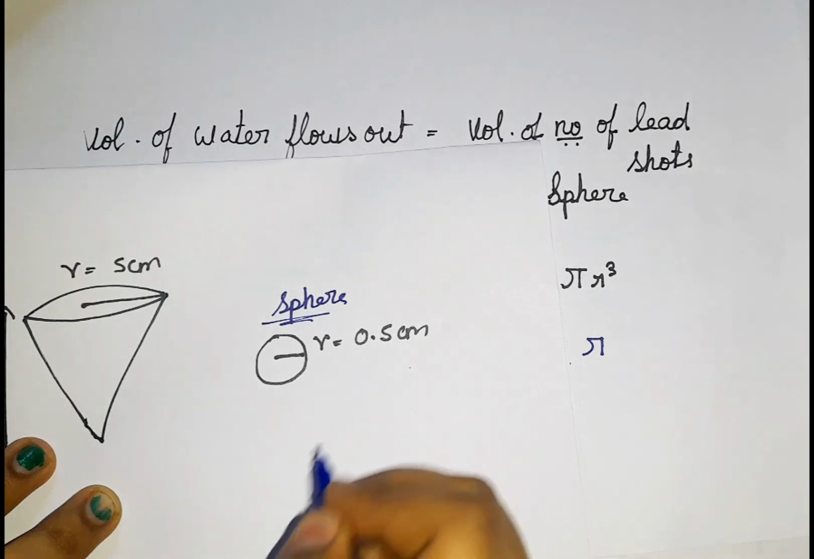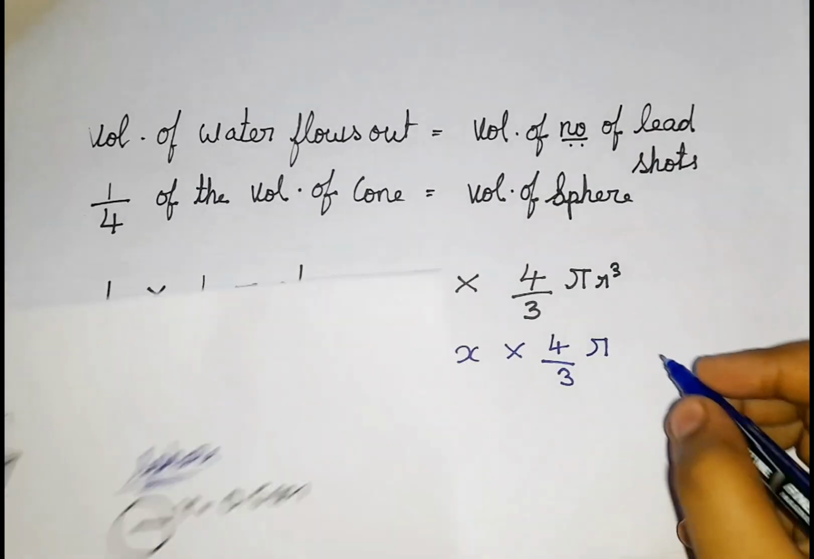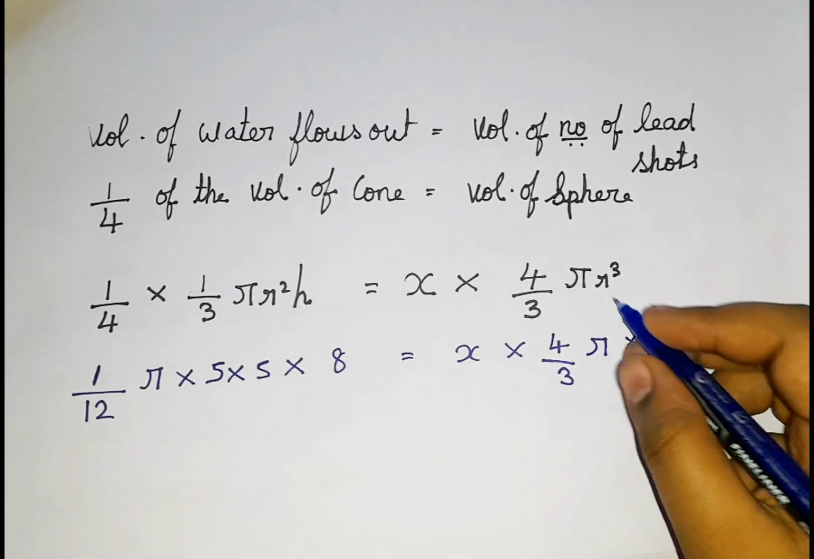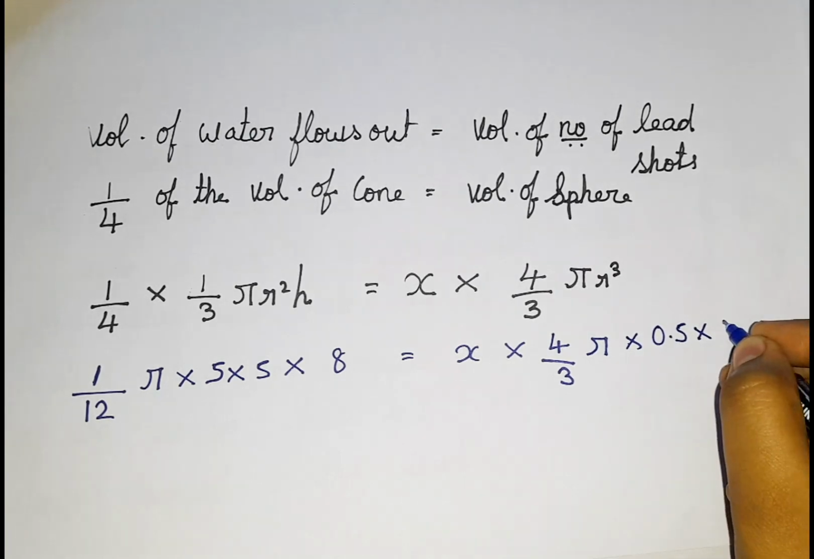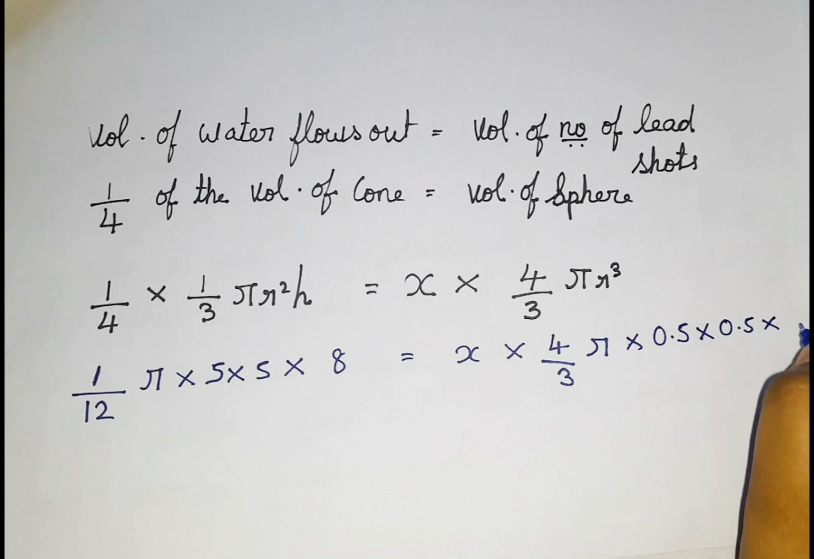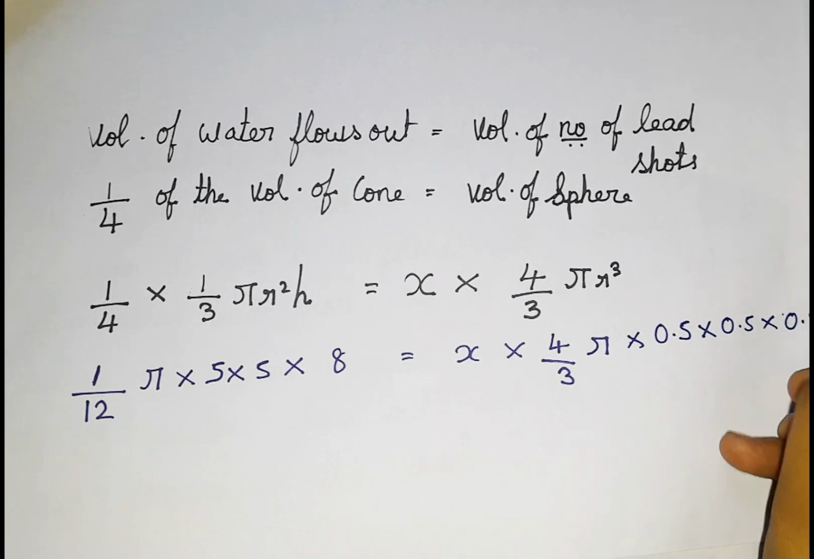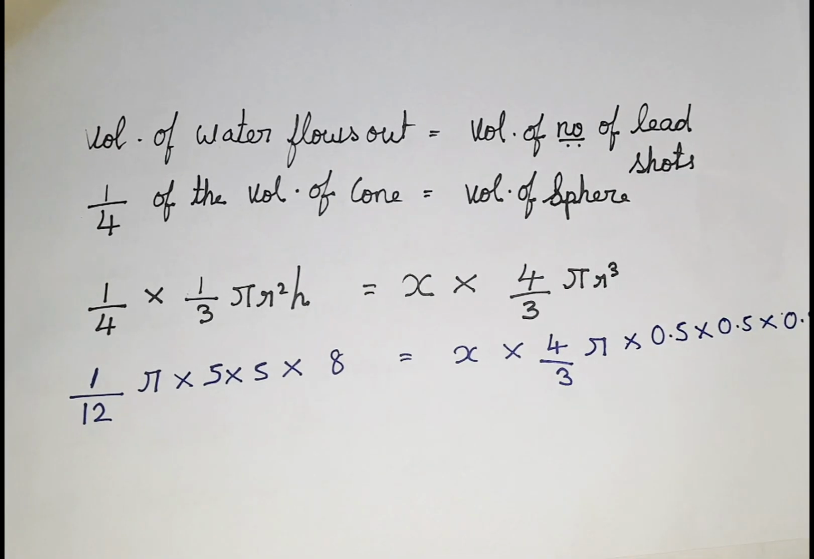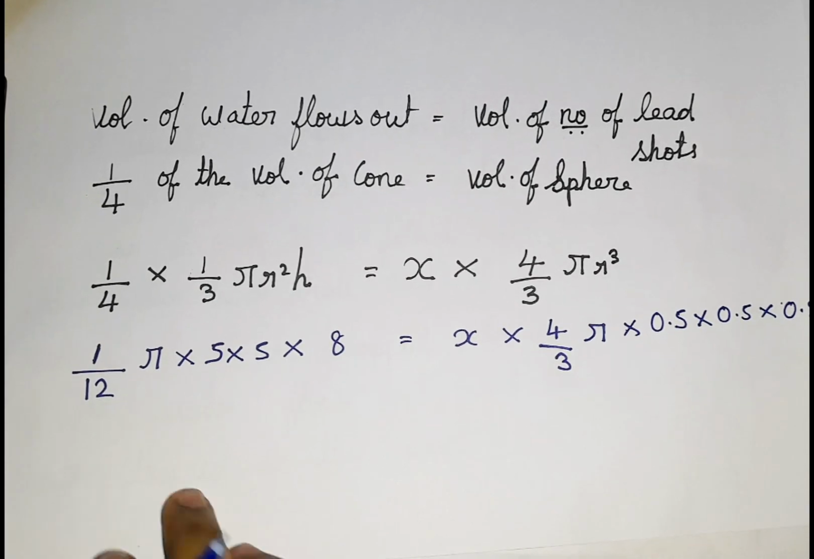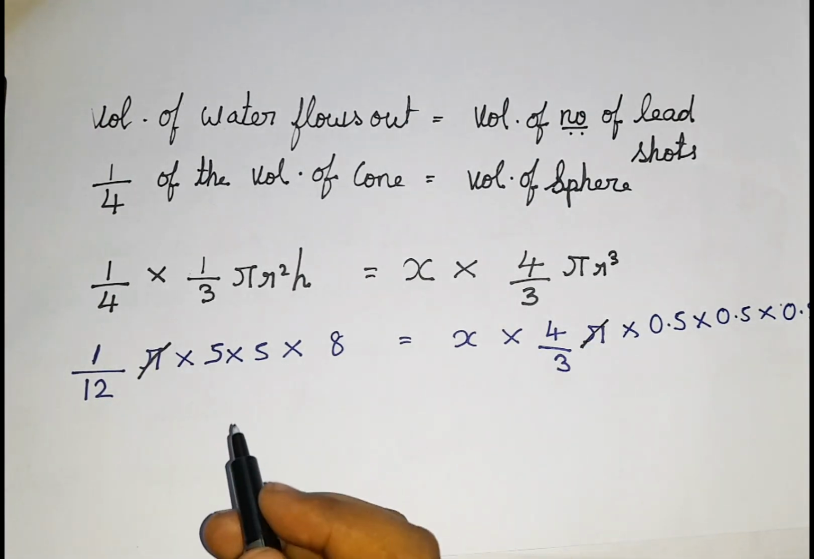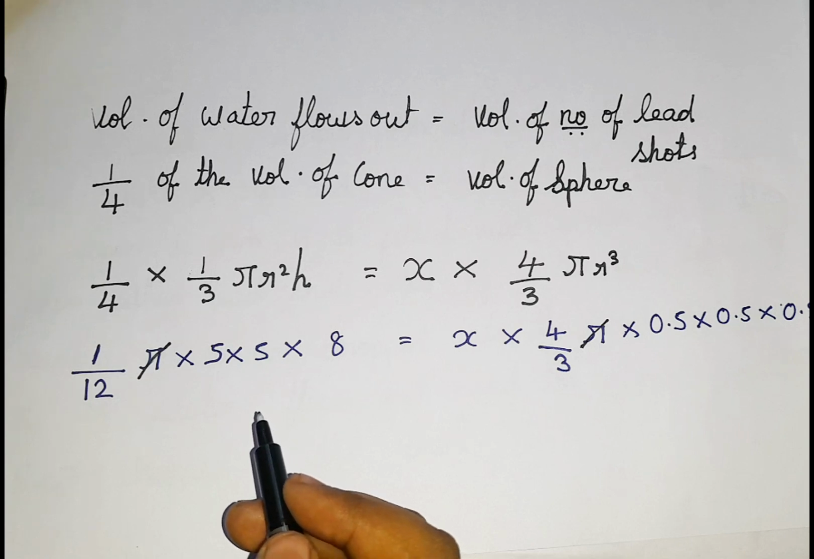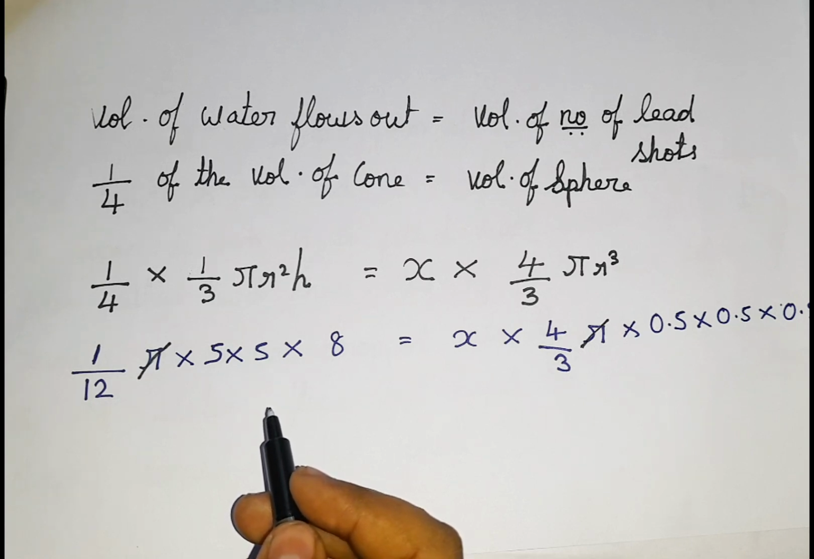So the radius is 0.5. So we can write 3 r cube, right? So we are supposed to write 0.5 into 0.5 into 0.5. I hope you guys can see it. Okay, so now finally we wrote. Now what we can do is, we can actually cancel this pi and here 1 pi. Am I right? Yeah, because everything is in multiplication, so we can actually cancel them.